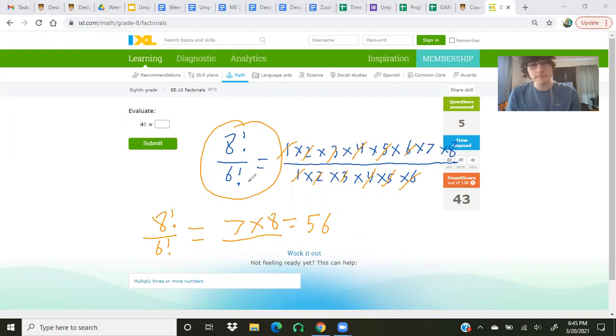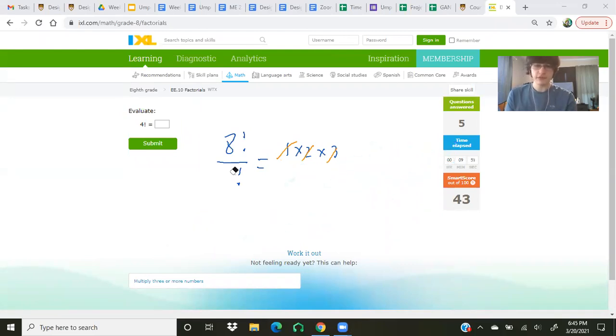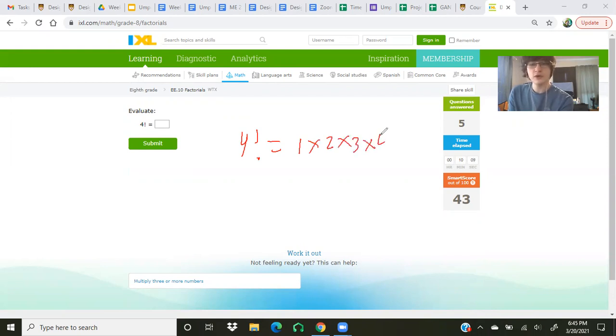So just remember, you can solve factorial problems really easily if you just remember that the exclamation point after a number, such as 4, just means all of the integers multiplied together up to that integer, such as 1 times 2 times 3 times 4.